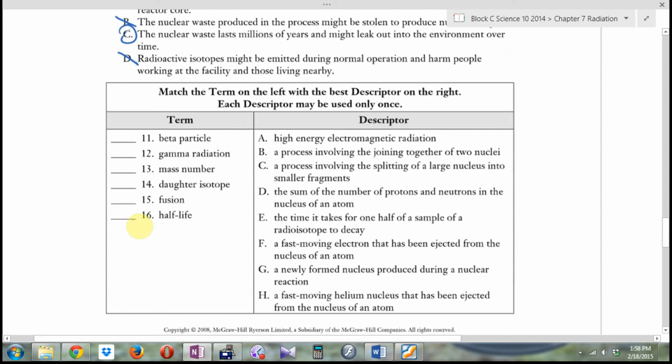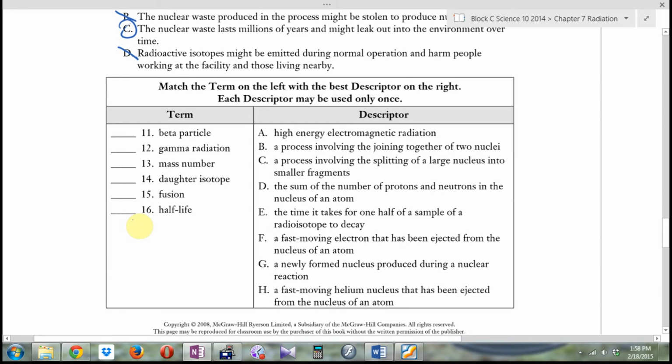Now we get into more specific. Beta particle. It's got to be H? Oh, sorry, beta particle, Mr. Dueck? Sorry, let's try that again. Beta particle is a fast-moving electron. F. Scared you all. Gamma radiation, I guess A, because that's the only one that's actually radiation.